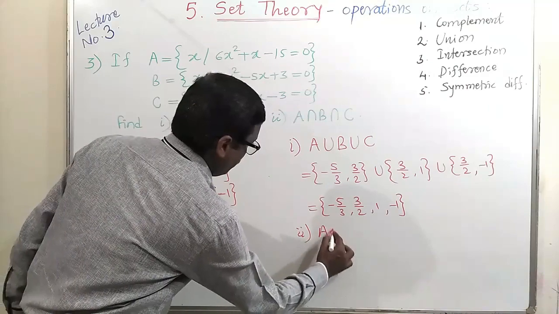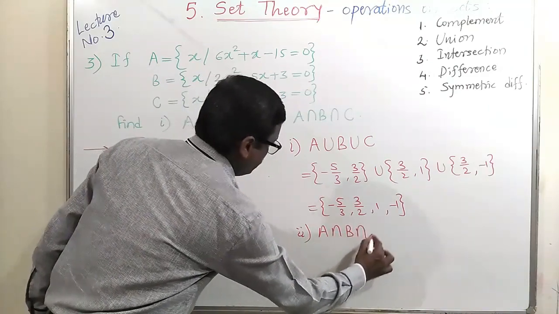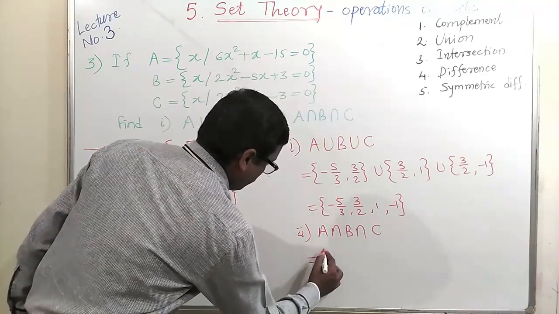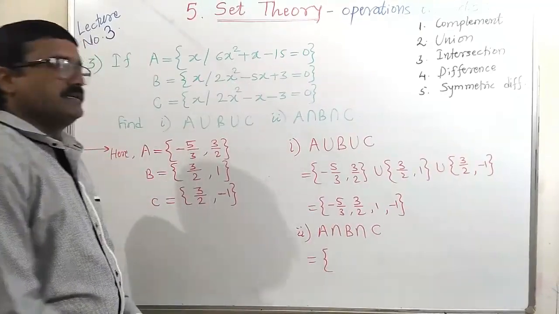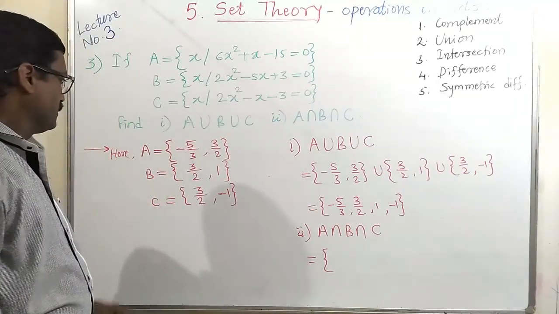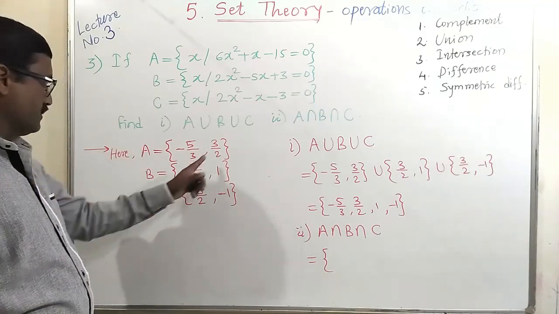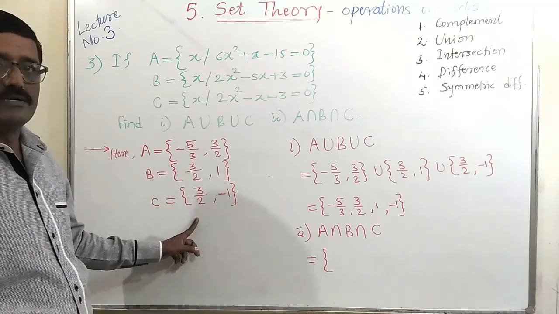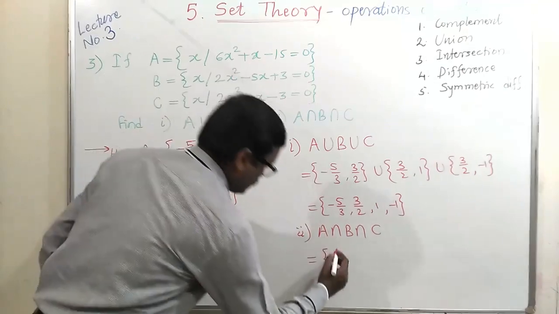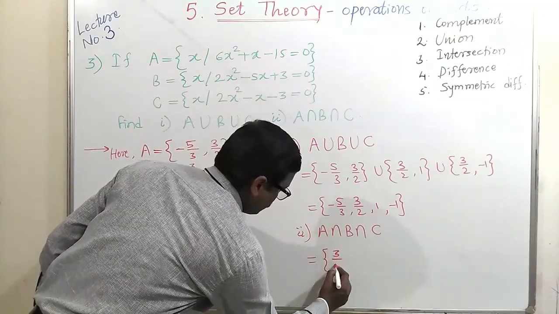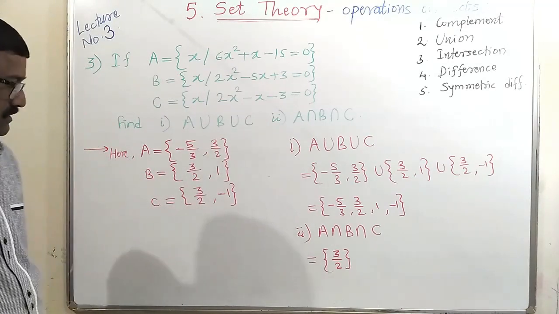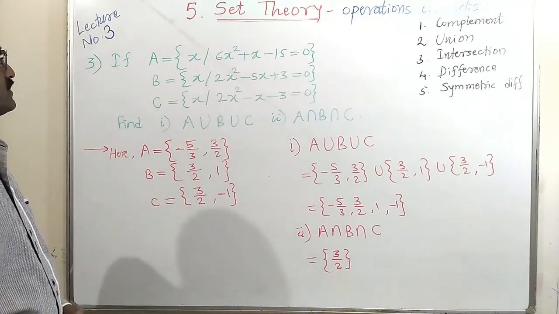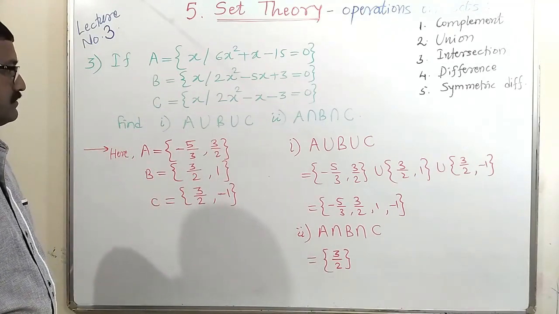Second is A intersection B intersection C. Similarly, writing these three sets, we can write the intersection. Intersection means the element which is common in all the three sets. Here 3 by 2 is common in all three. Therefore, this intersection contains only one element, that is 3 by 2, which occurs in all the sets. So this is the intersection of three sets.